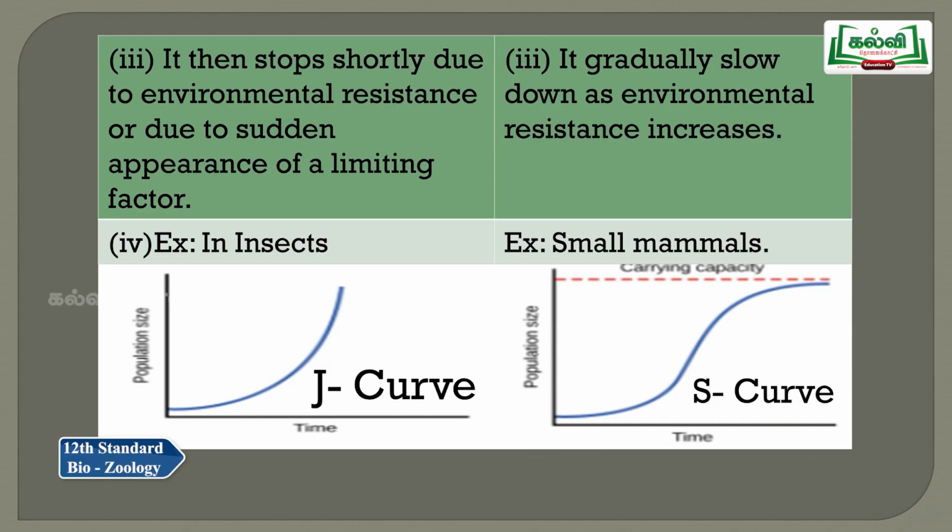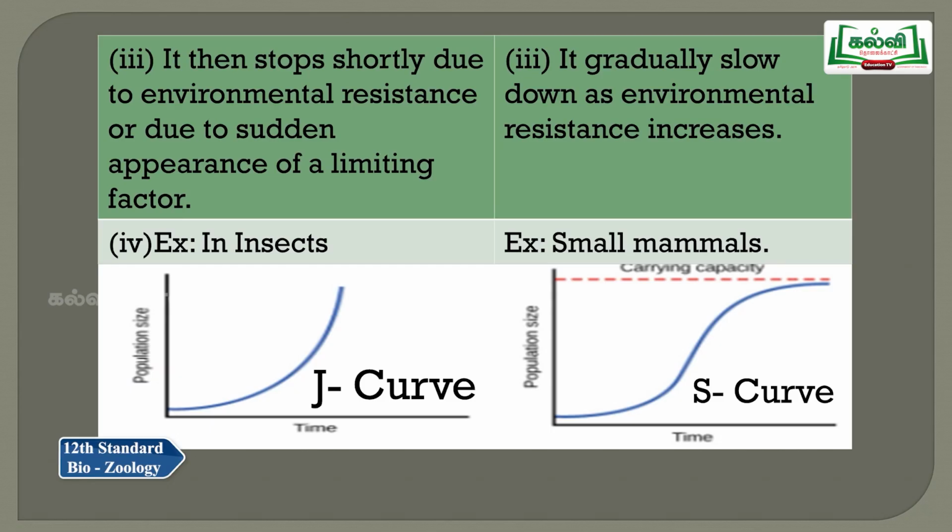And the third point is that the J curve then stops suddenly due to environmental resistance or due to the sudden appearance of a limiting factor. Here the limiting factor can be the food available at that time. If the food is not there, then the organisms will die, so the mortality rate will be very high because of lack of food, or due to changes in the environment. So, these are the 2 conditions where the population suddenly drops, that is, their life will be ended. That is called the J shaped curve.